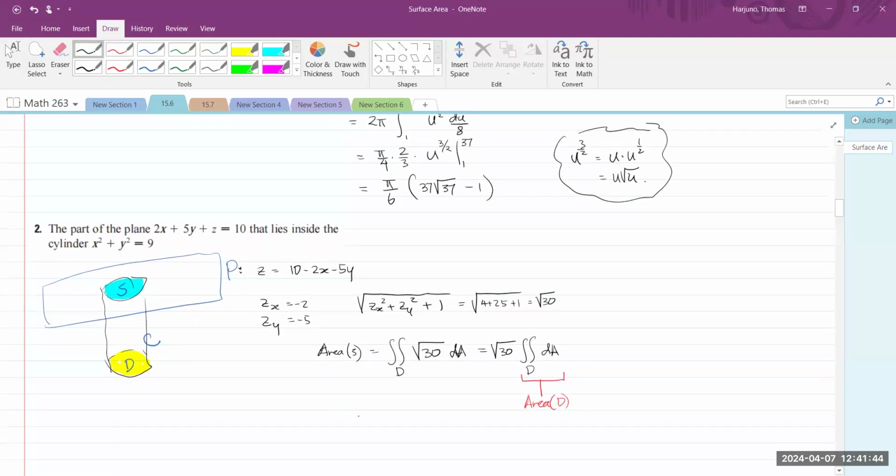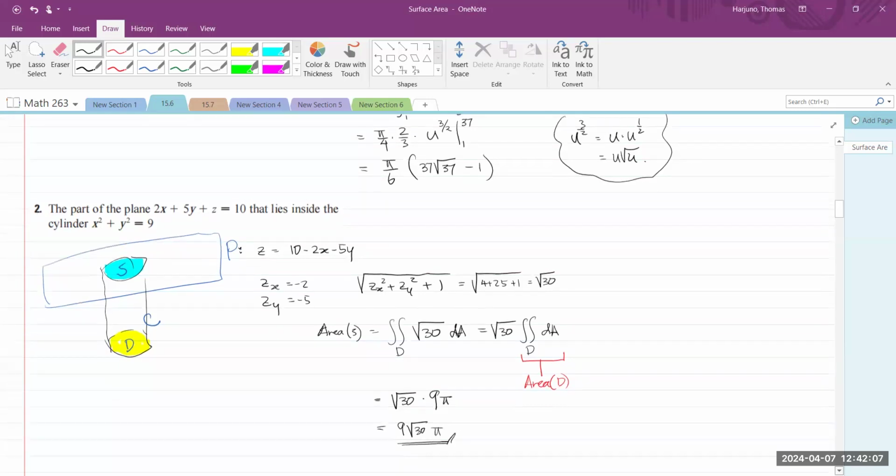In other words, the area of S is square root of 30 multiplied by the area of D, which is 9 pi. Okay, the radius is 3, right? So the area of surface S is 9 square root of 30 pi.